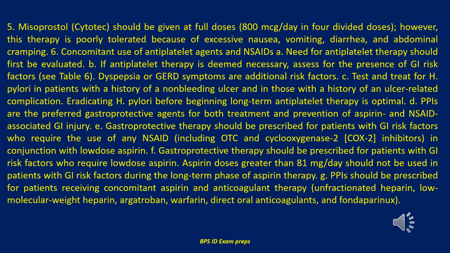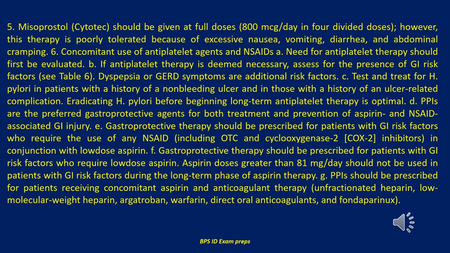B. If antiplatelet therapy is deemed necessary, assess for the presence of GI risk factors, as shown in Table 6. Dyspepsia or GERD symptoms are additional risk factors. C. Test and treat for Helicobacter pylori in patients with a history of a non-bleeding ulcer and in those with a history of an ulcer-related complication. Eradicating Helicobacter pylori before beginning long-term antiplatelet therapy is optimal. D. PPIs are the preferred gastroprotective agents for both treatment and prevention of aspirin and NSAID-associated GI injury.